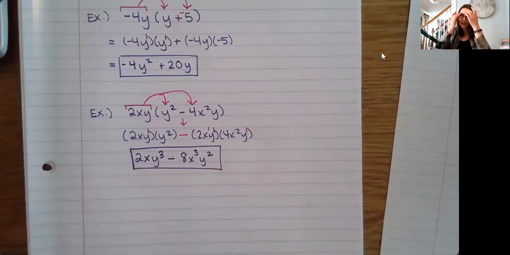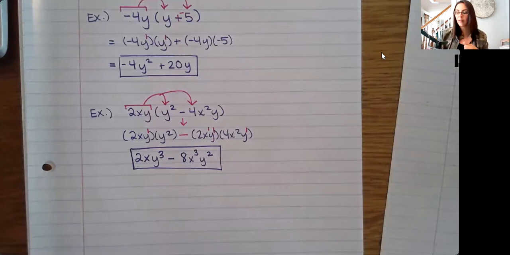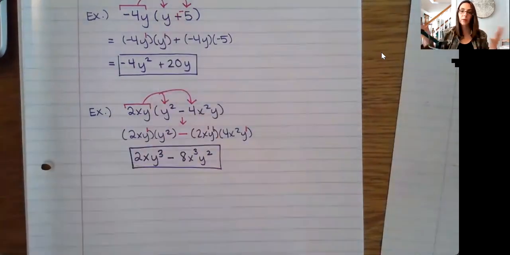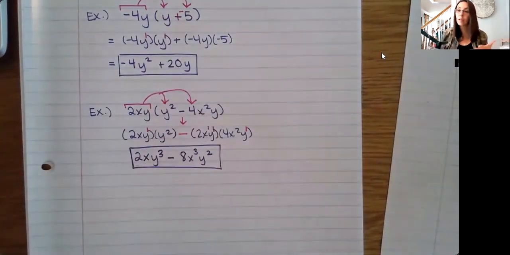So that's how you can take a single monomial on the outside and multiply it throughout a distribution, whether you have a binomial or a trinomial, like we saw before, or even more terms than that. It still works the same way. We just distribute it right through and use that product rule to add up those exponents.